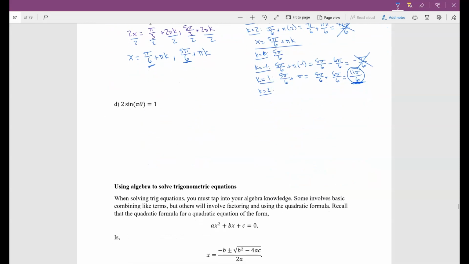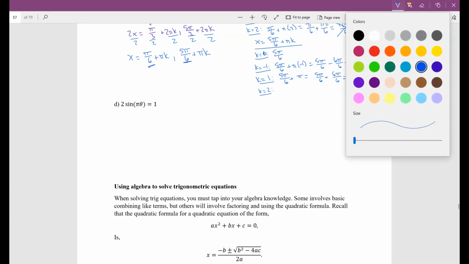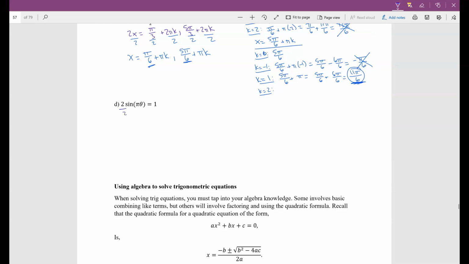All right, so now let's try this one. So 2 sine of pi theta equals 1, okay? So let's first start off by dividing this by 2. So let's get rid of this 2. So we're going to get sine of pi theta equals 1/2. Now let's take the sine inverse to both sides. So this is going to go away. So I'm left with pi theta is equal to sine inverse of 1/2.